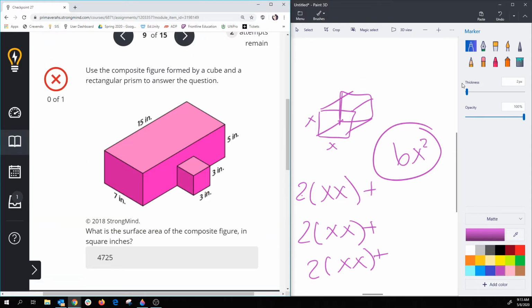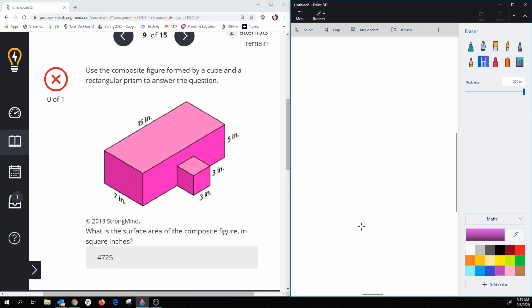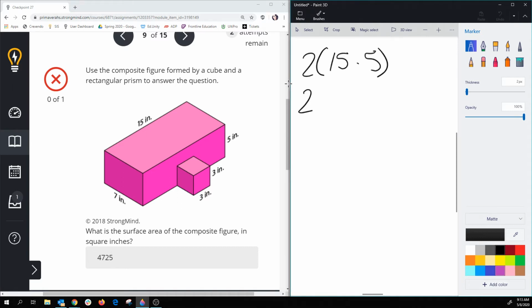All right, number 9. Here we have a large pink box with a small pink cube, and we want to know what is the surface area of the composite figure. So let's start with that big box. That big box has a 7, 15, and 5. So I'm going to do our little quick method of finding the surface area of this box.